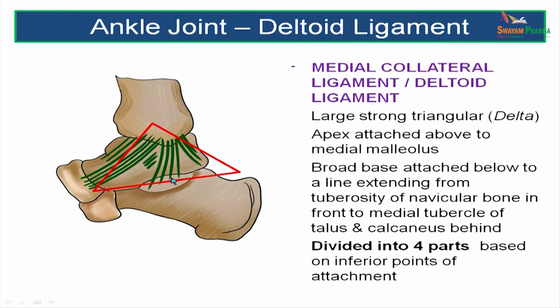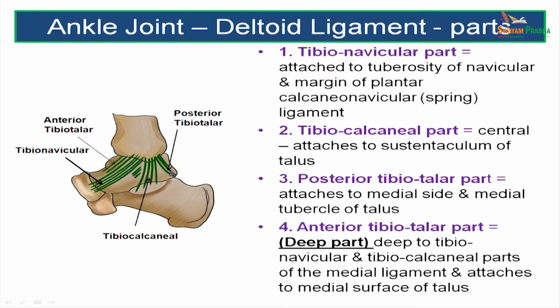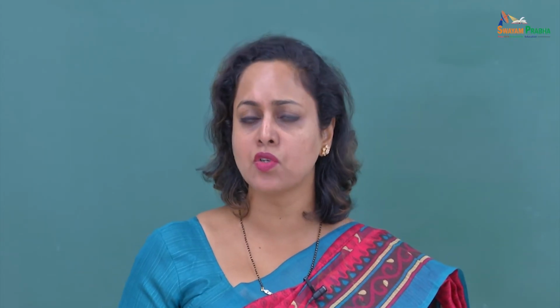Since it has a broad base, this deltoid ligament is divided into 4 parts. The 4 parts are the tibionavicular part, so between the tibia and the navicular bone, the tibiocalcaneal part, the posterior tibiotalar part, and the anterior tibiotalar, which is deep to the tibionavicular part. These 4 parts of the deltoid ligament make this ligament functionally very strong so that it can stabilize the ankle joint.